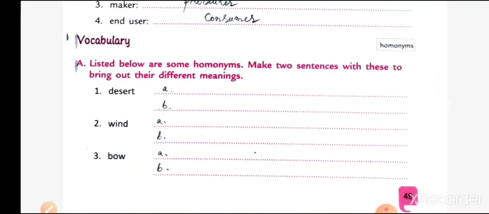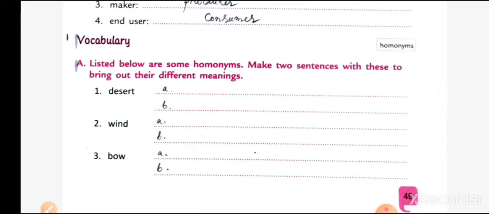Vocabulary. Listed below are some homonyms. Make 2 sentences with these to bring out their different meanings. Desert. You have to make 2 sentences with these words to bring out their different meanings. Desert, first meaning is that of a food. A food that is served cold. Dessert, like an ice cream which we had after dinner or as a part of dinner. Desert as a food, the first meaning.